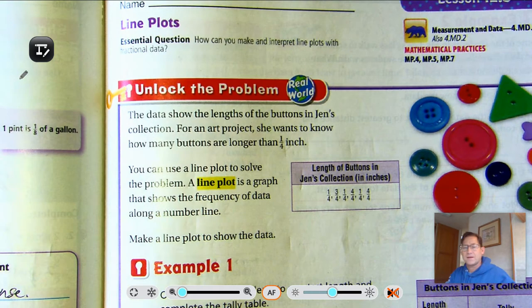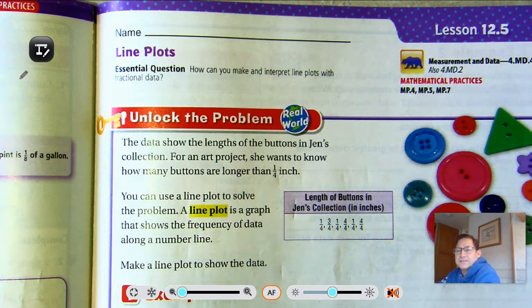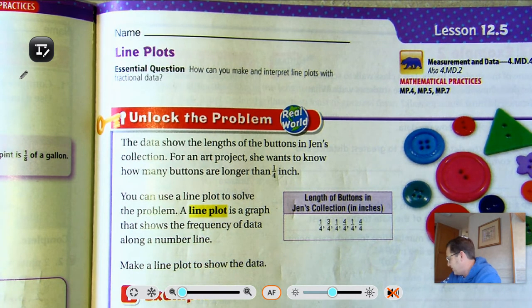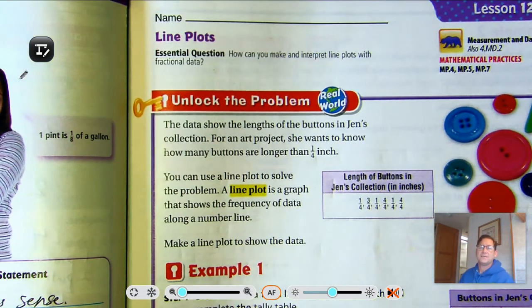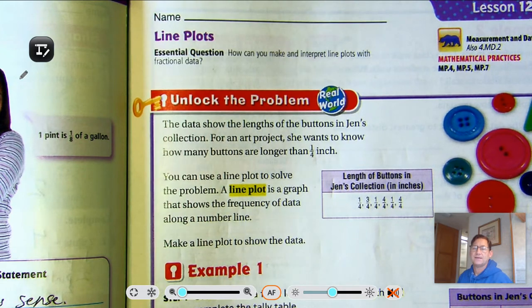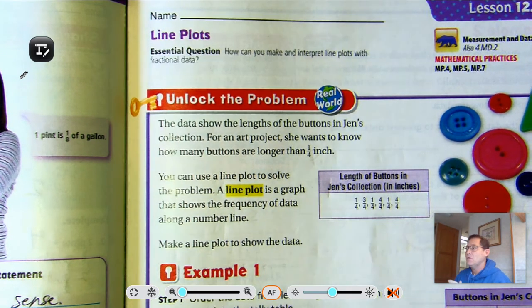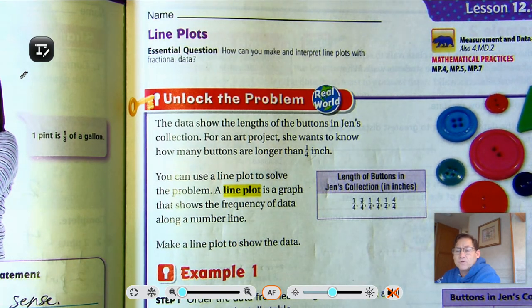Hello, everybody. So we're going to continue with Chapter 5 today, Lesson 12.5, Line Plots. We are on page 487 of your textbook. The central question for this lesson is, how can you make and interpret line plots with fractional data? So last year in third grade, we worked with line plots, but we did work with whole numbers. But the concept is the same, okay?